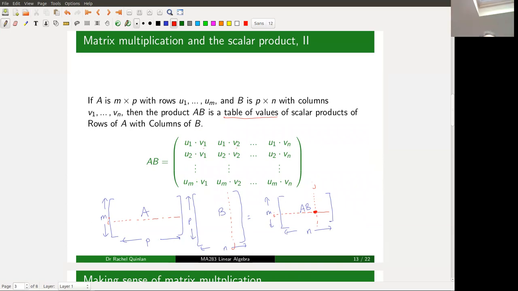It's like a table of values of the scalar products of rows of one matrix with columns of another. And of course, for that to make sense, the number of entries in a row of the first matrix has to be equal to the number of entries in a column of the second one. So that's a way of thinking about the matrix product. I'm not saying that one of these is the right way to think about it. I'm saying that we enrich our vision of what it means by having all these different interpretations. And there are two more of them coming in the remainder of this lecture.